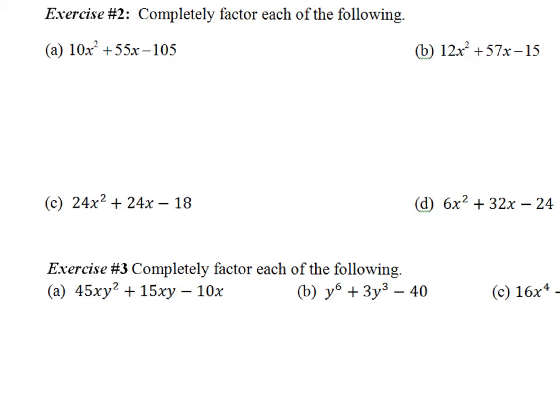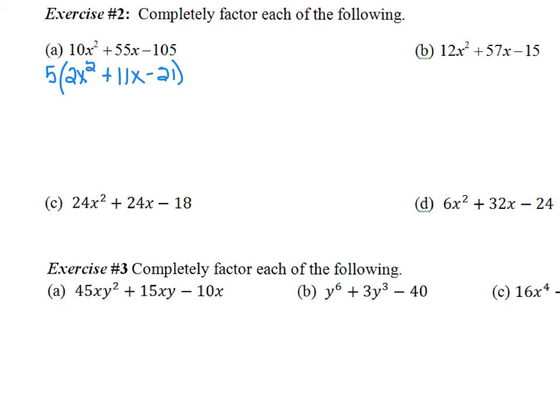Continuing on with exercise number 2, let's look at part A. 10x squared plus 55x minus 105. I notice that yes, we can take out a GCF, and I think the biggest factor that can come out is a 5. So when I divide everything by 5, I now have 2x squared plus 11x minus 21.